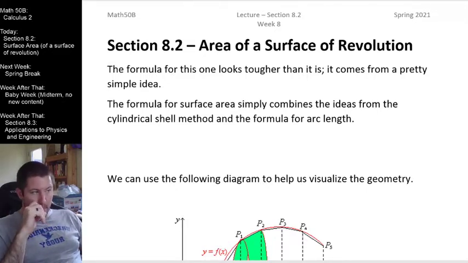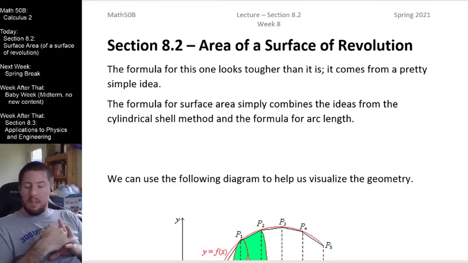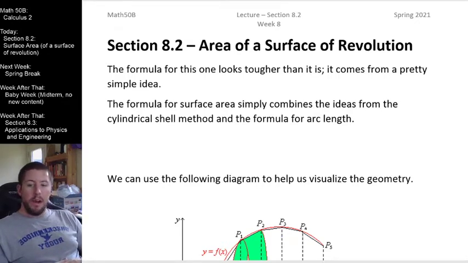So week 8 is our March 8th through March 12th. That's the Monday through Friday. March 15th through 19th is spring break. March 22nd through 26th, that's the week immediately after spring break.